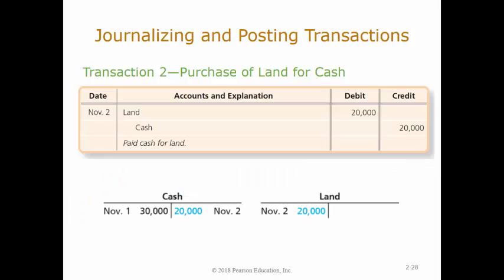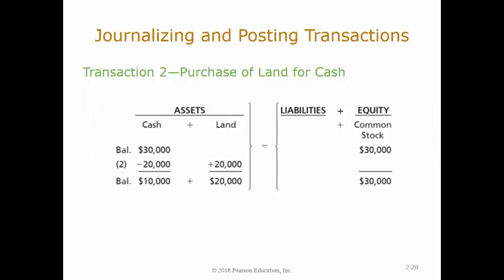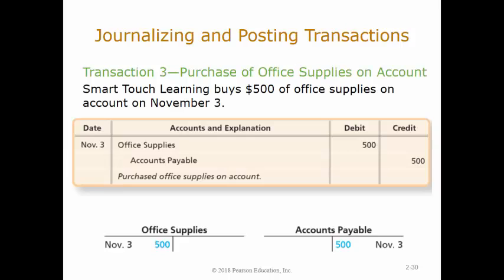In Step 3, the transaction is recorded in the journal, and in Step 4, the journal entry is posted to the ledger. Step 5, the accounting equation is still in balance because land was increased with a debit and cash was decreased with a credit of the same amount.